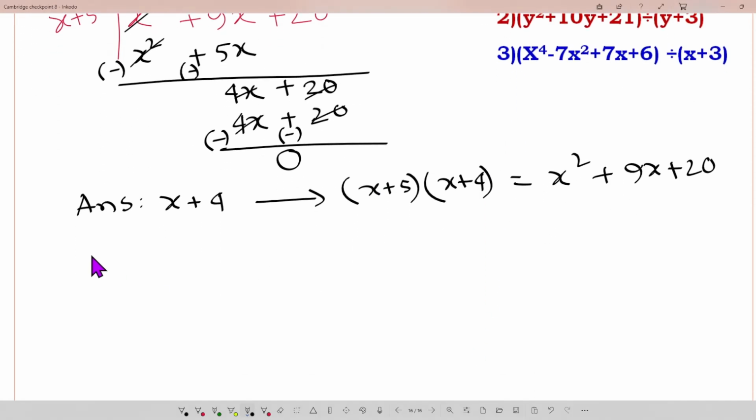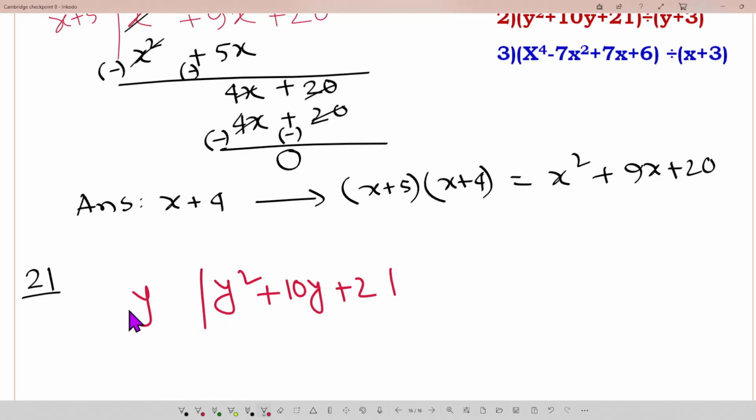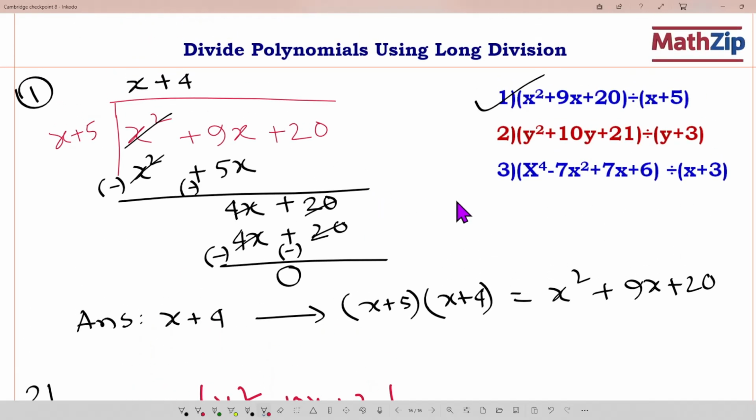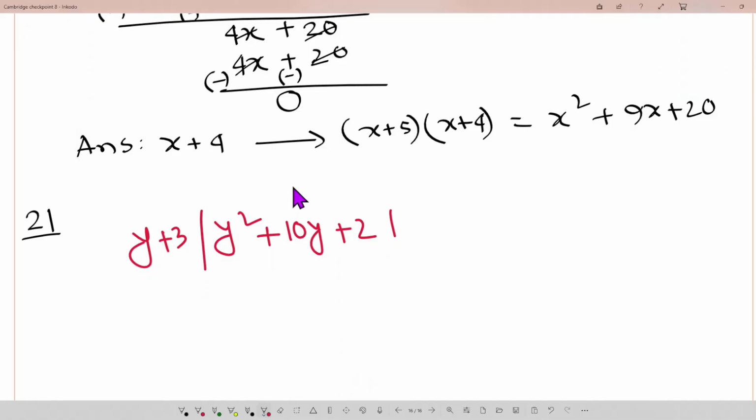Second one. Here is y square plus 10y plus 21. We will divide by y plus 3, right? So first, this is 21. First y square divided by y. So here is y. So y square plus 3y.